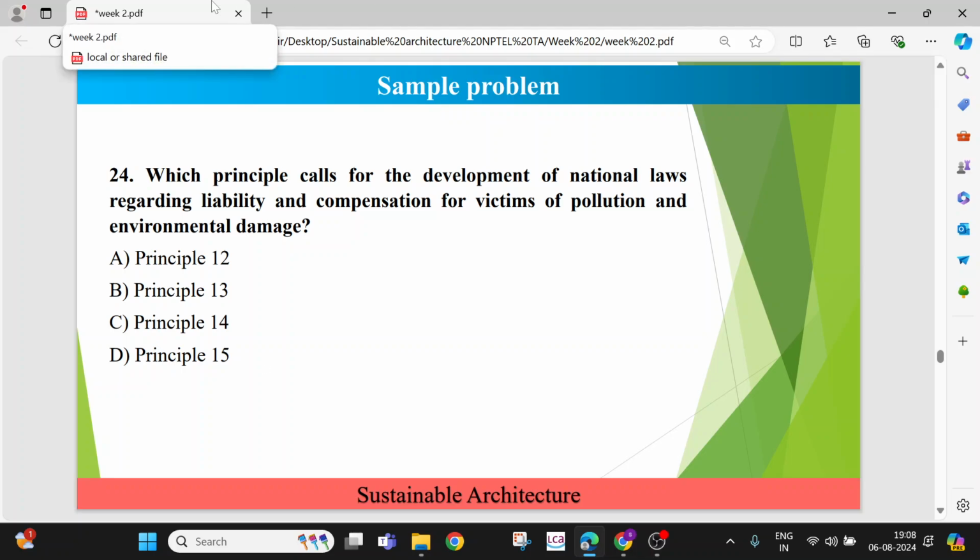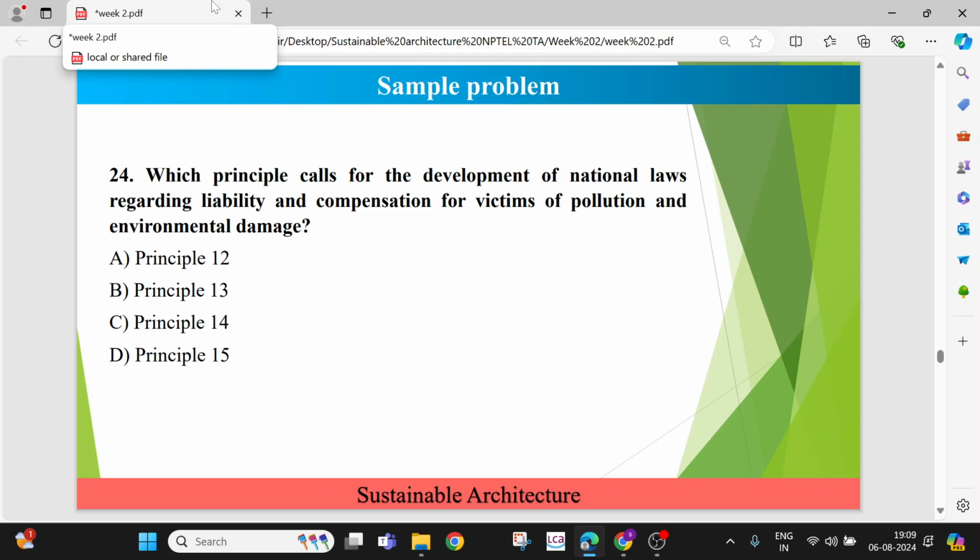Principle 13. Option B, sir. Elena is so fast. B. What about others? Which principle? Those of you who have not given the answer, try to understand the question and recall the various principles. Whichever principles I am mentioning and discussing, these are the important principles of that Rio Declaration.